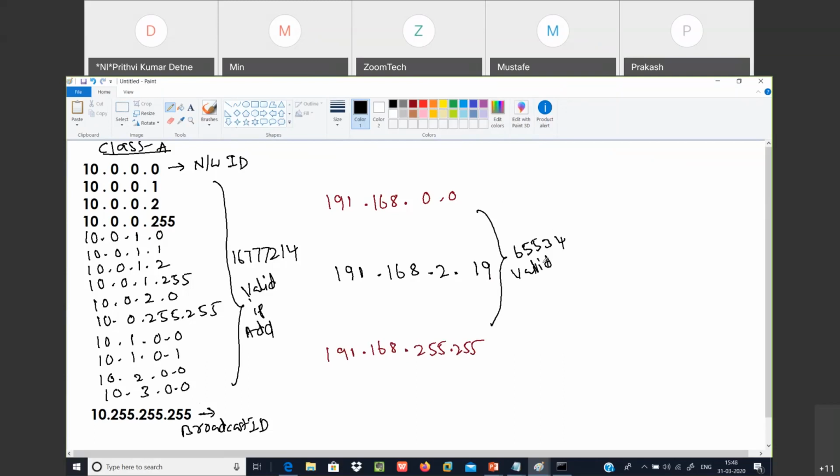Broadcast purpose we'll discuss later, once your routing is started. That was an example of class B. Let's do one more example.